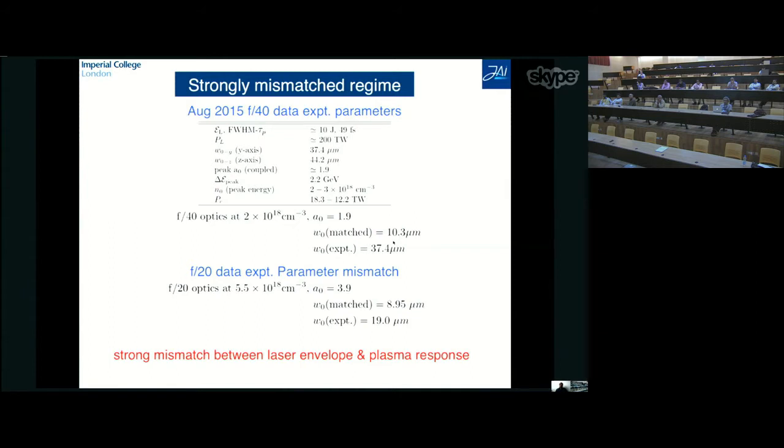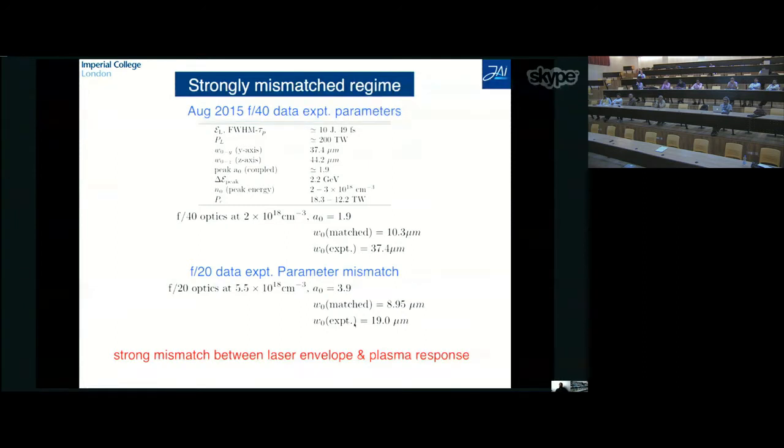Similarly, in the F20 experiments, which is basically the 2009 result, at 5.5 times 10 to the 18th with an a0 of 3.9, the matched spot size in that case is 8.95 microns, but they were launching at that point a focal spot that was 19 microns.